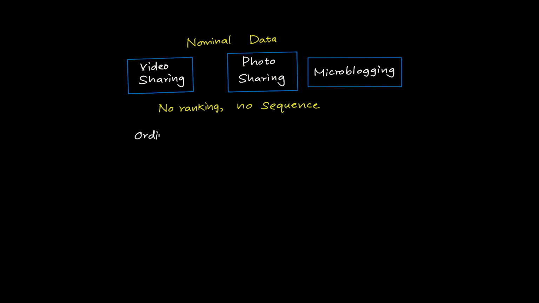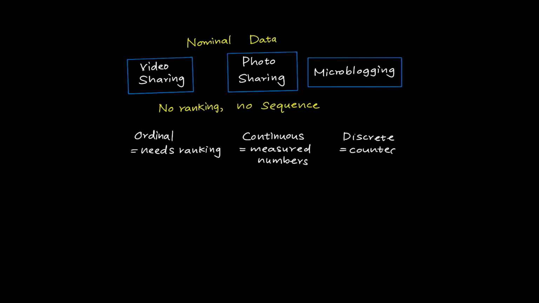Ordinal data needs a meaningful ranked sequence, like a rating from 1 to 5. These platform choices don't have that. Continuous data involves measured numeric values. Platform names are text, not numbers. Discrete data involves counted whole numbers. Again, we're dealing with text labels here, not counts.